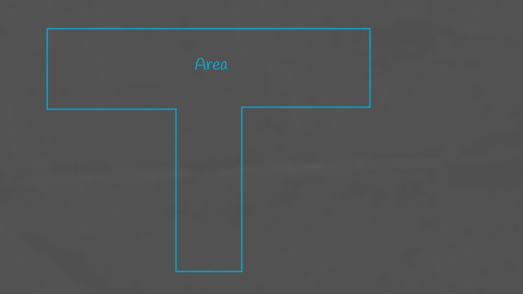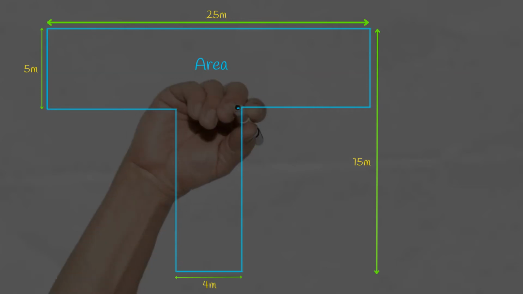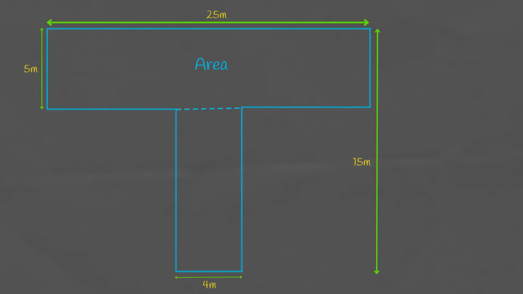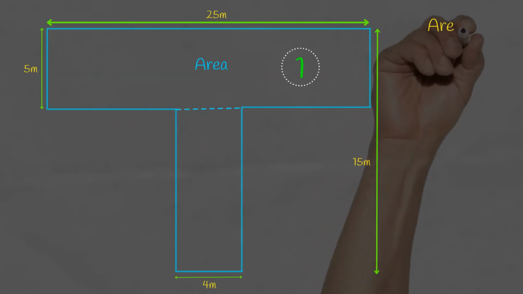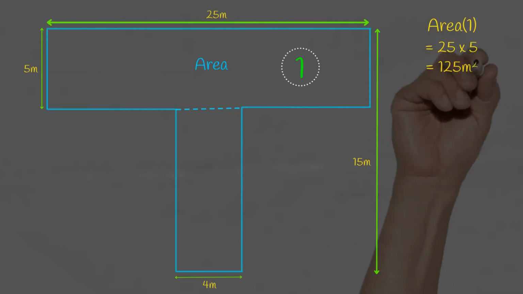And finally, can you work out the area and the perimeter of this shape given these four dimensions? Pause the video here if you need more time. Well, if we split the shape here, we have our two rectangles. Now for the first rectangle, we already have the length and width. So the area is 25 times 5, which is 125 metres squared.